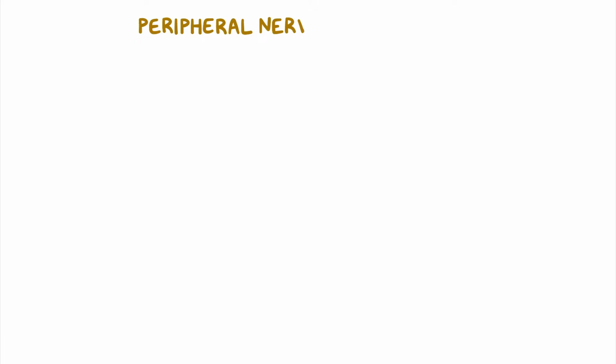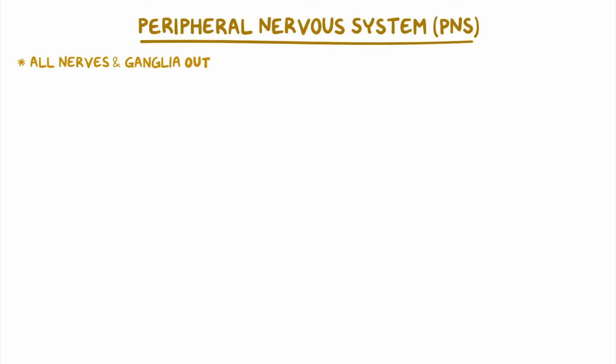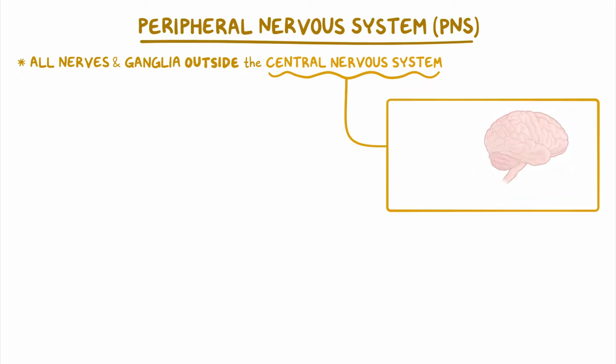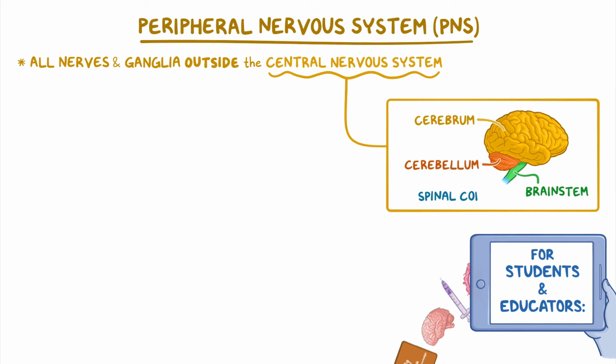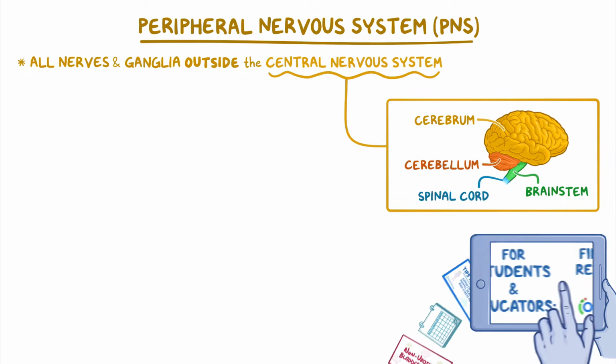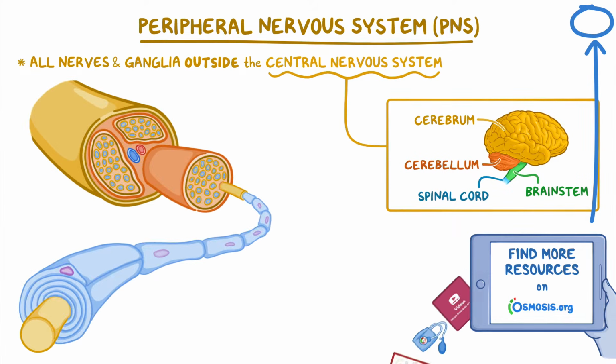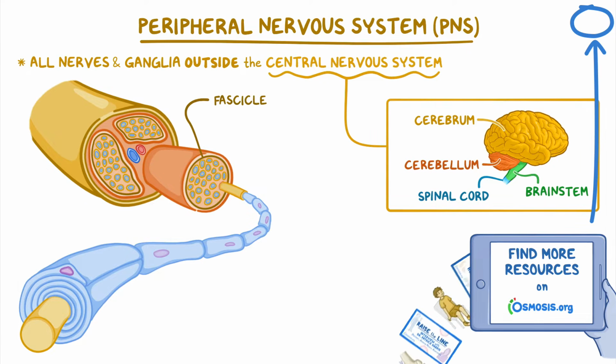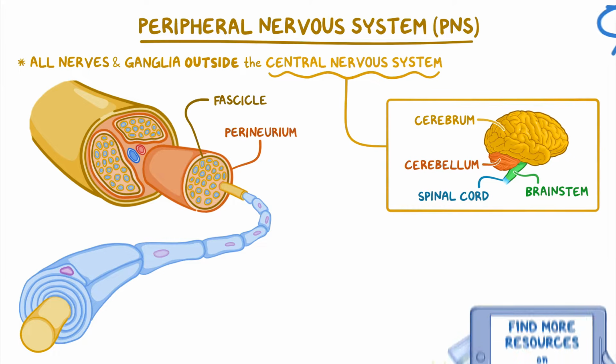The peripheral nervous system, or PNS, consists of all the nerves and ganglia outside of the central nervous system. The central nervous system consists of the cerebellum, cerebrum, brainstem, and spinal cord. The peripheral nerves consist of at least one bundle of nerve fibers called a fascicle, which has a surrounding layer of connective tissue called the perineurium.